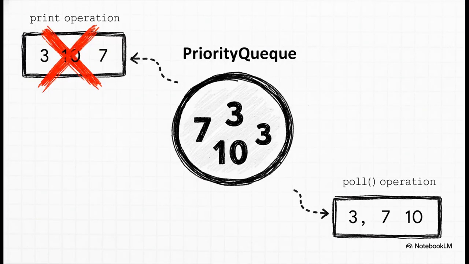Now pay close attention to this code because this is the part that gets so many people. We add the same numbers, 7, 3, 10. If we peek at the top, we get 3, the smallest one. Perfect. But, and this is the big but, if you just iterate over the queue and print it, the order is going to look like nonsense. That's because it's not in sorted order, it's in what's called heap order. The magic only happens when you pull elements off one by one. Then, and only then, do they come out sorted. 3, then 7, then 10.